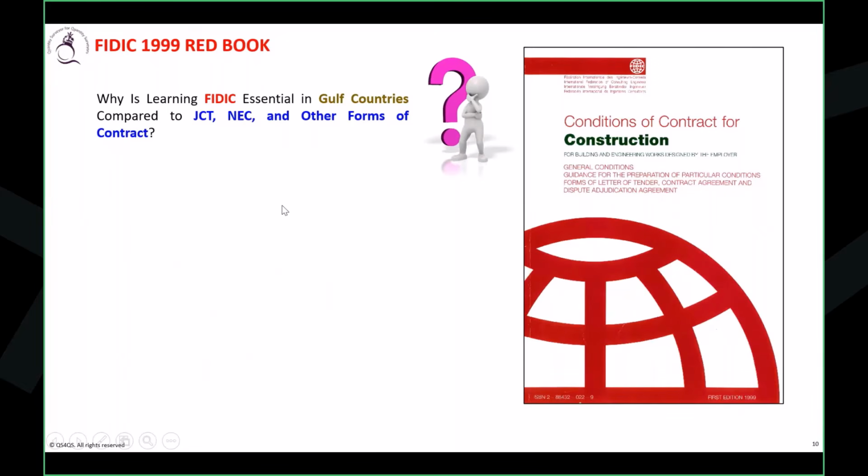Very important to practice. So why do we need to learn this one? Let's see one by one. Nature of the Gulf market. Now, what is the nature of the Gulf market? The nature of the Gulf market is something you should understand.